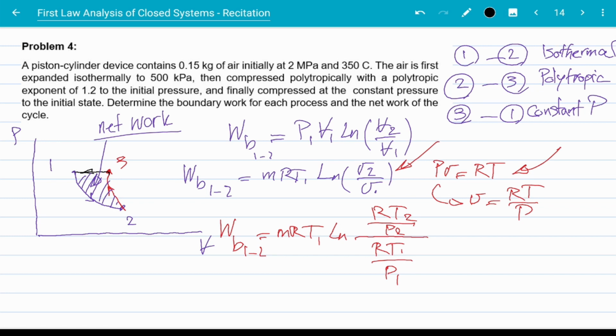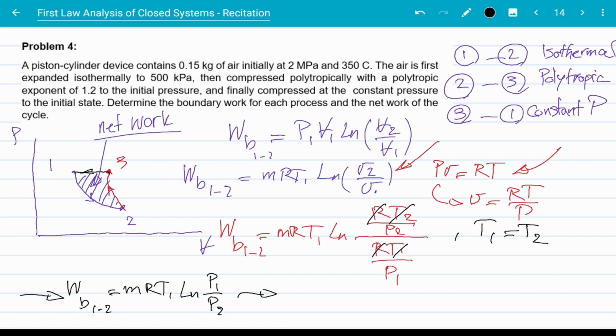Now remember that the process from 1 to 2 is isothermal. It means T1 is equal to T2. So T1 and T2 cancel, gas constants cancel as well, and we end up with the equation in the form of boundary work from 1 to 2 is mass R temperature 1 natural log of P1 over P2.